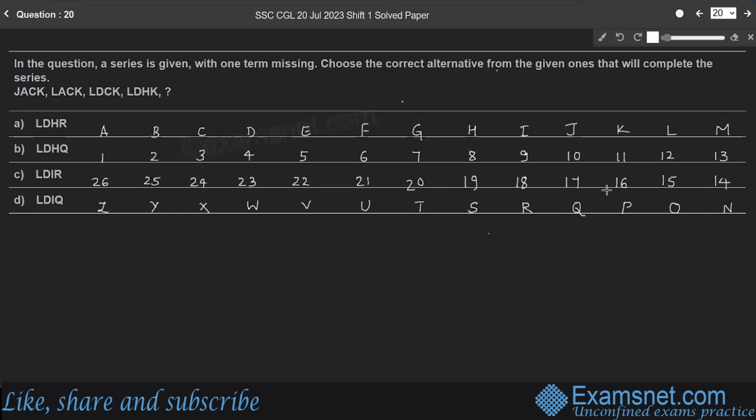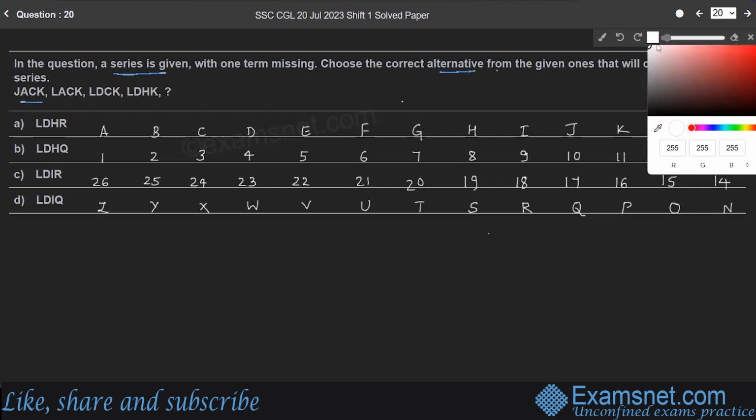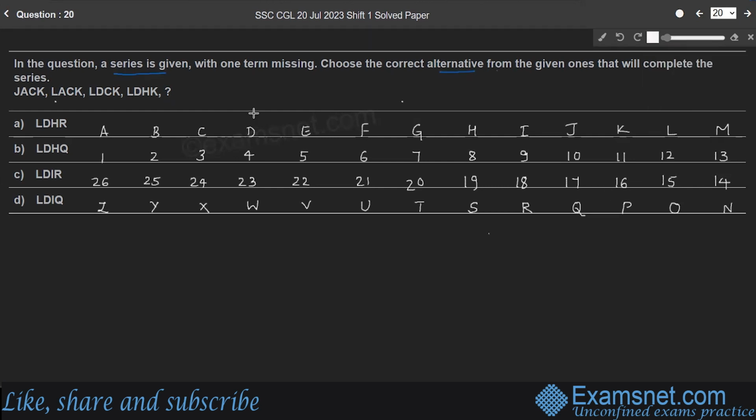Question 20. In a question, a series is given with one term missing. Choose the correct alternative from the given ones that will complete the series. Here, JACK is the first letter cluster. So the next clusters are LACK, LDCK, then LDHK. We need to find the fifth letter cluster.